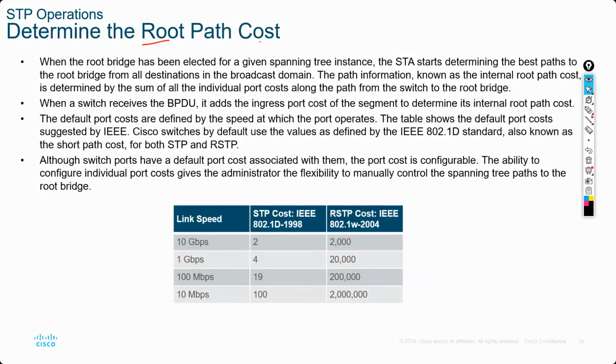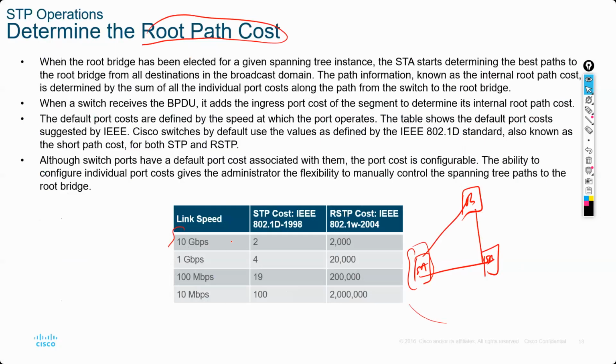Now I want to talk about the cost. I said something earlier: the switches will determine the best path to reach the root bridge. So let's say this is our root now, for instance. This is, let's say, switch A, switch B. Let's say switch A wants to make a decision on how to go to this root bridge. How will it decide? How will you know the fastest link? There is a table for us.